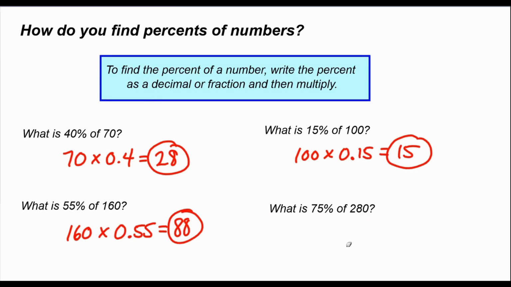And 75% of 280, I'm going to take 280 and multiply that by 75% as a decimal, which will be 0.75, and you get 210. So 75% of 280 is 210. So finding percents of numbers is actually pretty easy if you can convert your percents to decimals and then multiply.